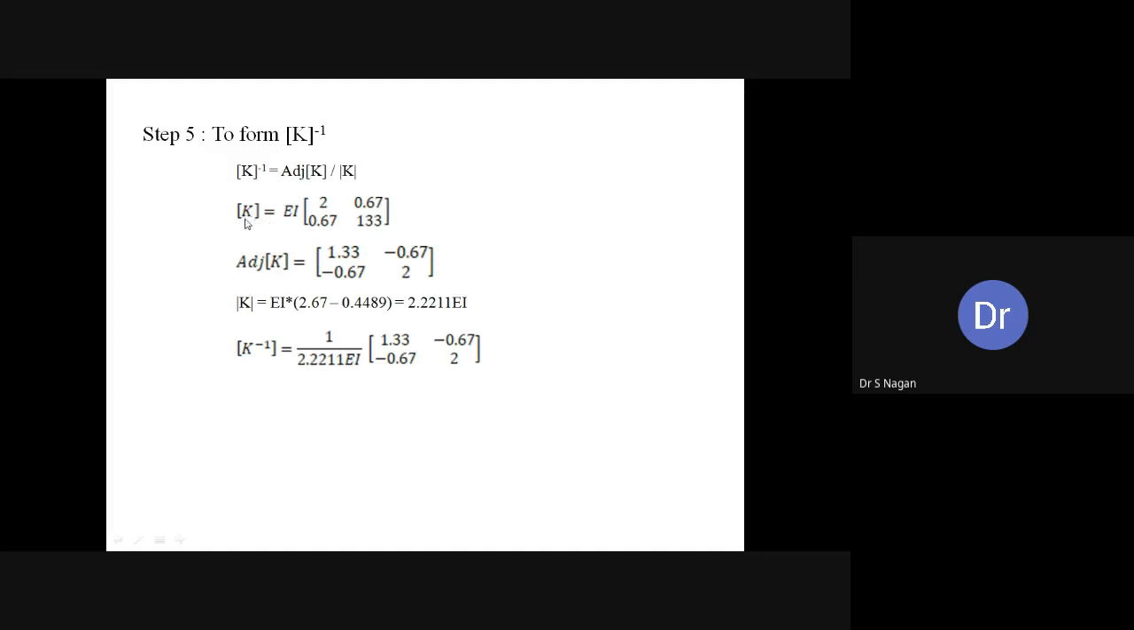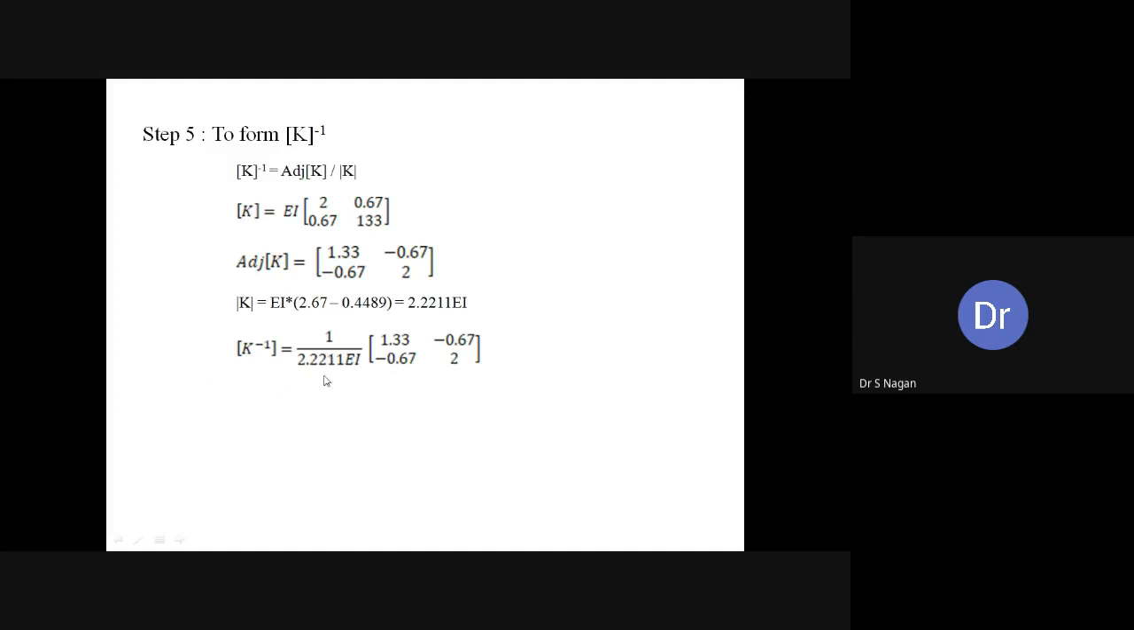We have found K as EA into 2, 0.67, 0.67, 1.33. So adjoint K will be: you change the positions of the diagonal, so 1.33 and 2, and change the sign of these two. The determinant of K will be EA into 2 into 1.33 minus 0.67 into 0.67. Okay, 2 into 1.33 is 2.67 minus 0.67 into 0.67, which is 0.4489. Therefore, this will be 2.22 EA.